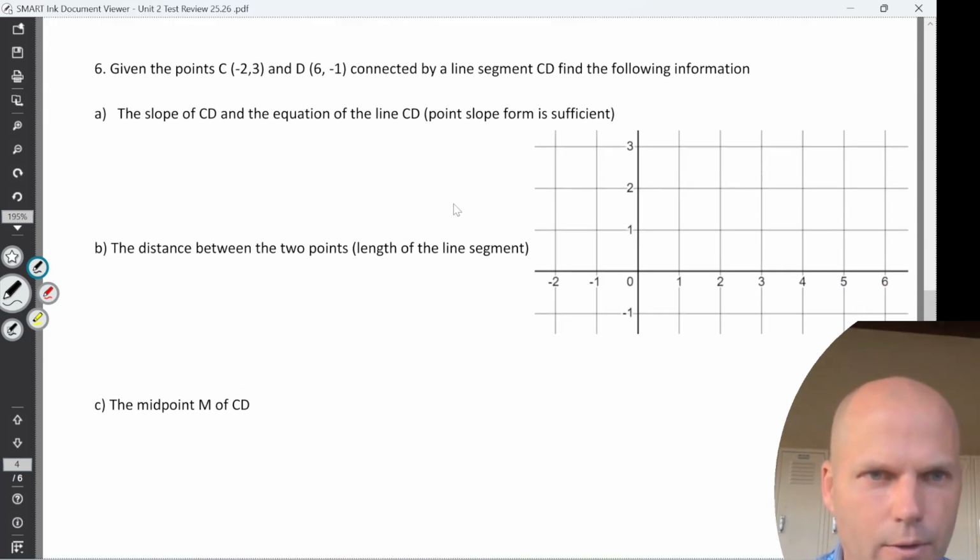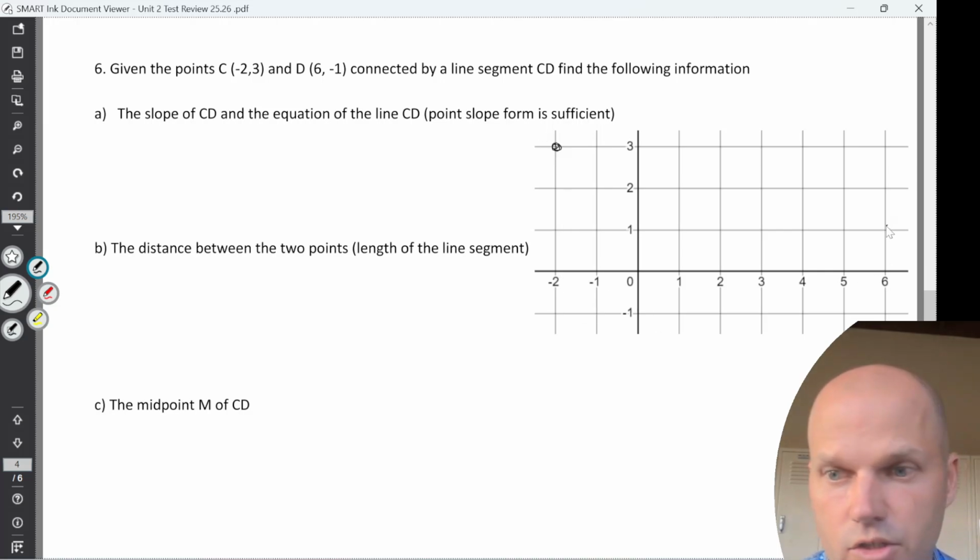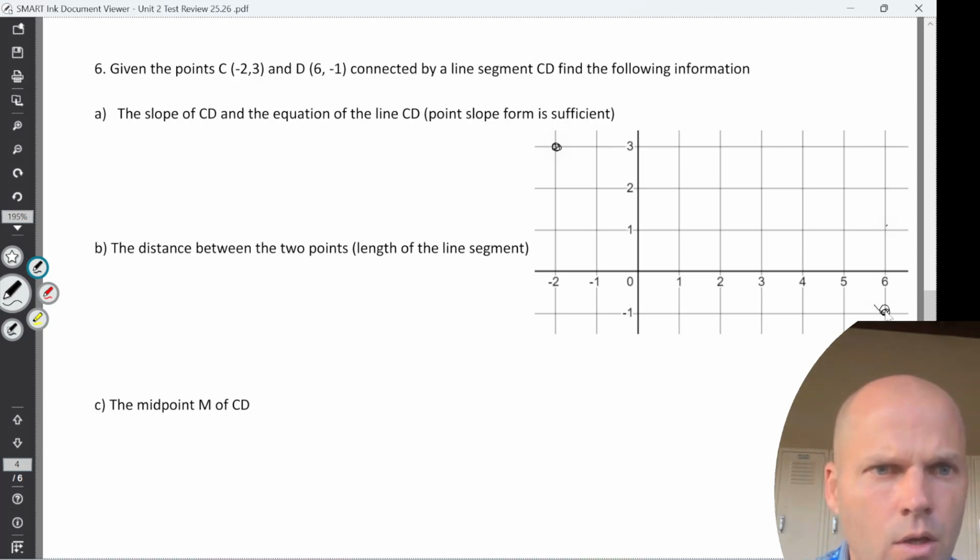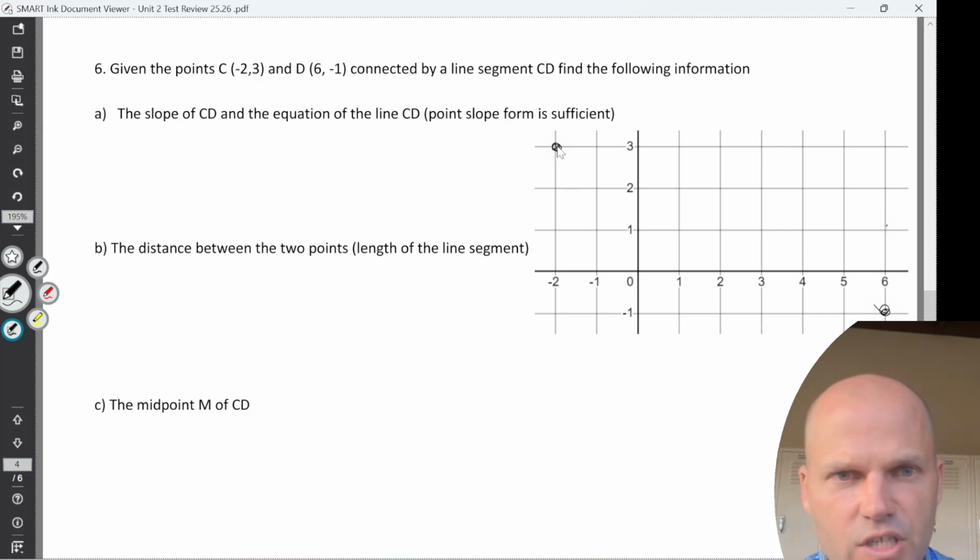All right. Now we got CD. C is at negative 2, 3. D is at 6, negative 1. Cool. Finding the slope of CD and the equation of the line of CD.